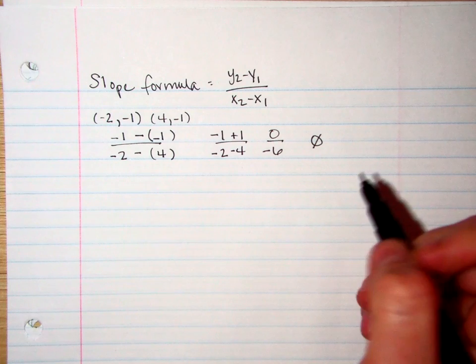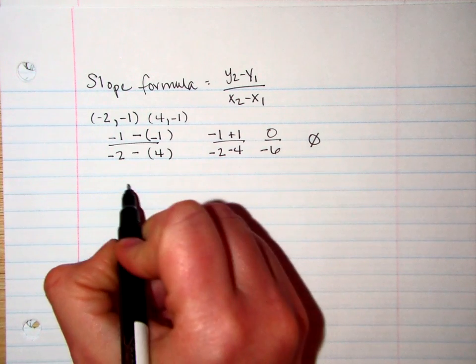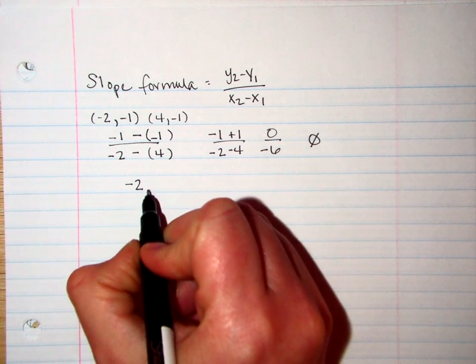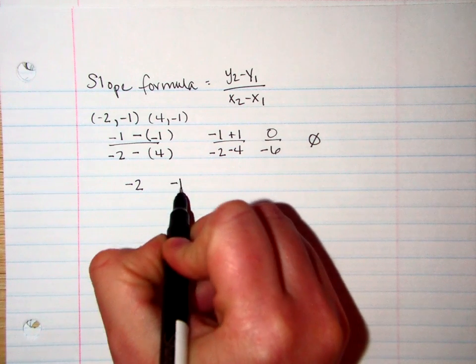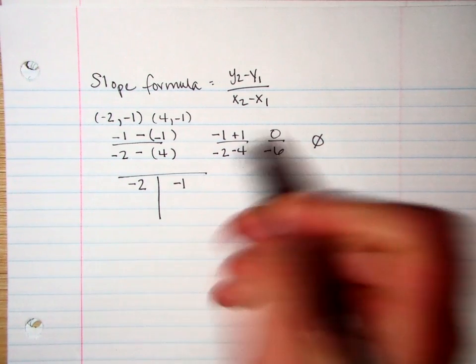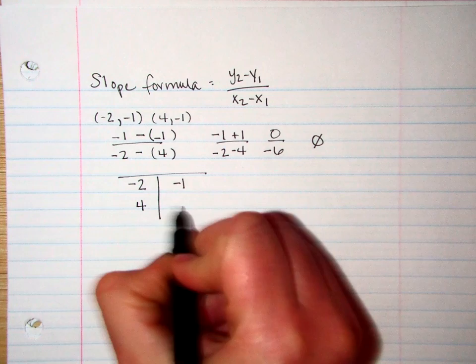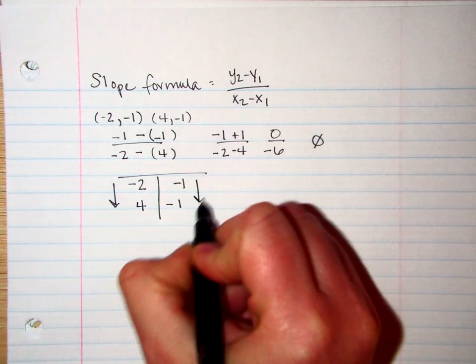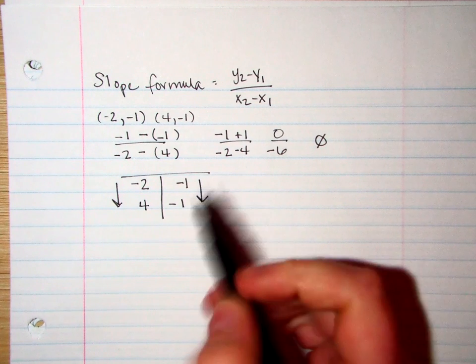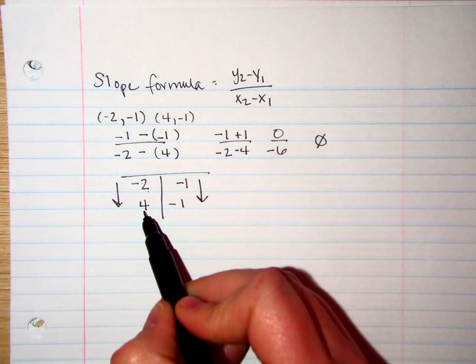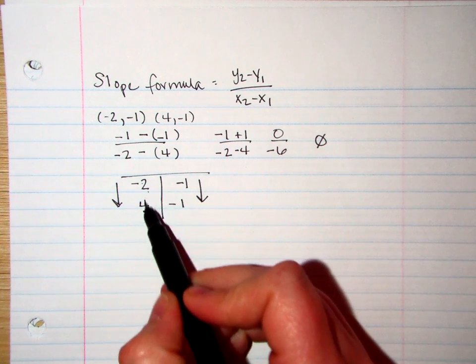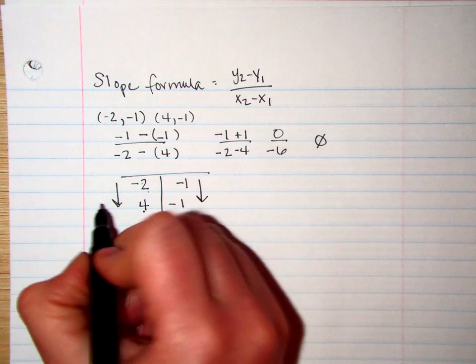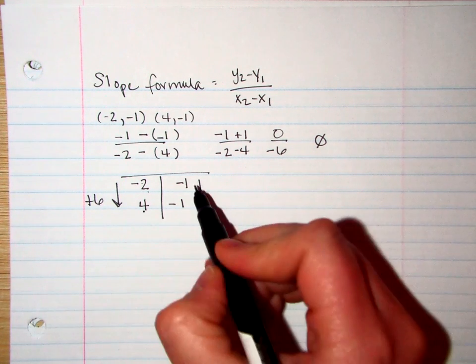There's another way you can do this. Put (-2, -1) on a t-chart, and then your second point of (4, -1). What I always ask myself is, how did these points become this other point? So how did -2 become 4? I counted to 0, and then 4, so I'm at +6. -1 to -1, I get 0.